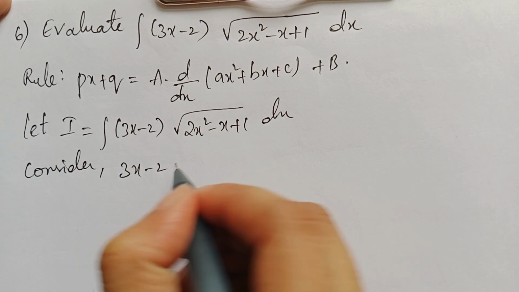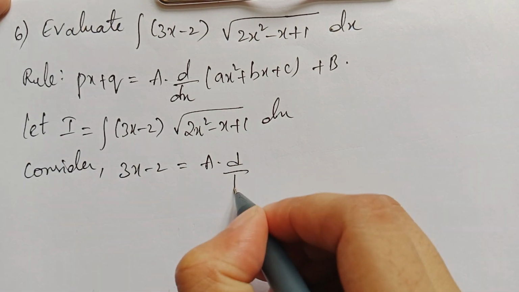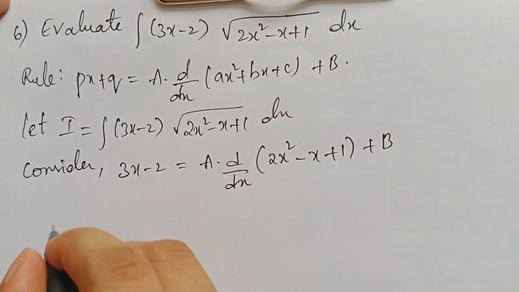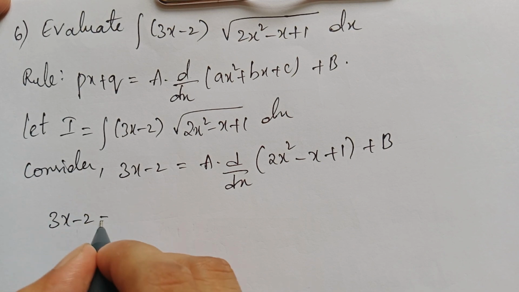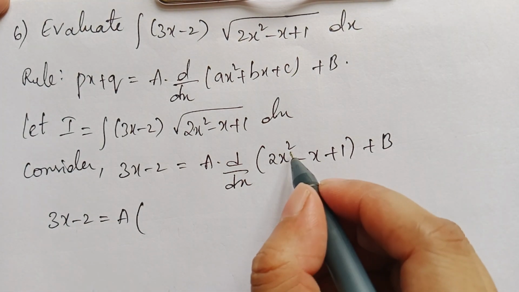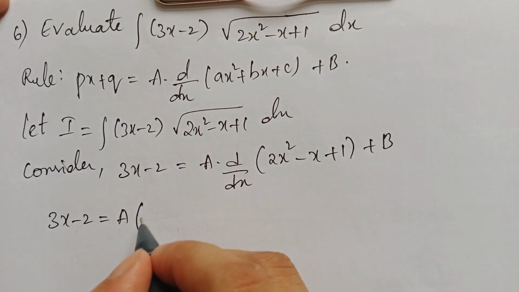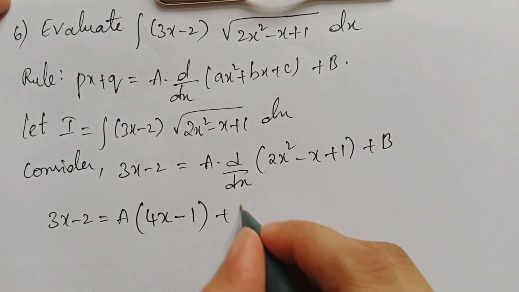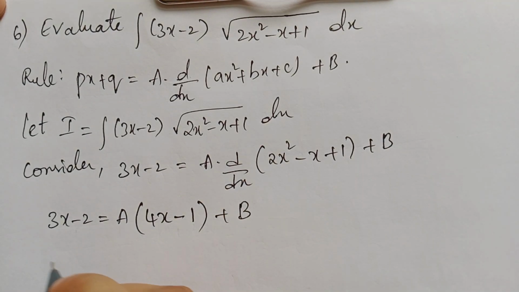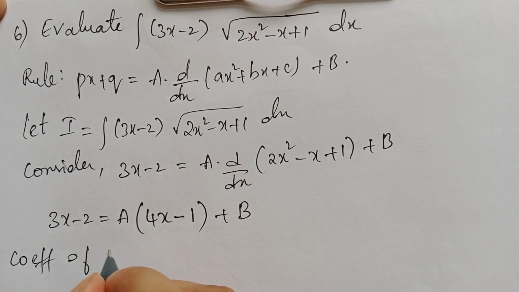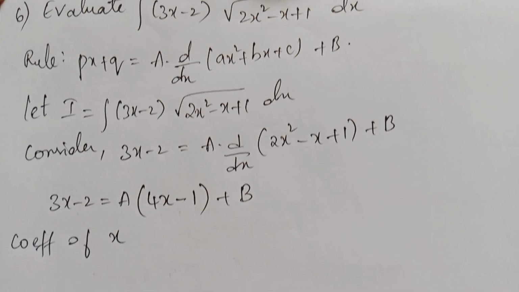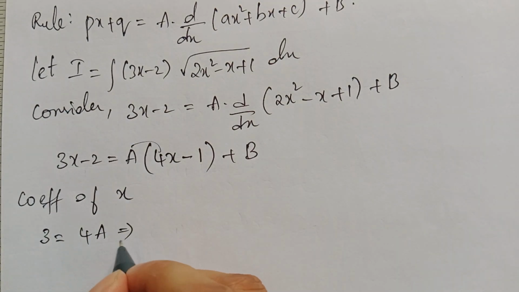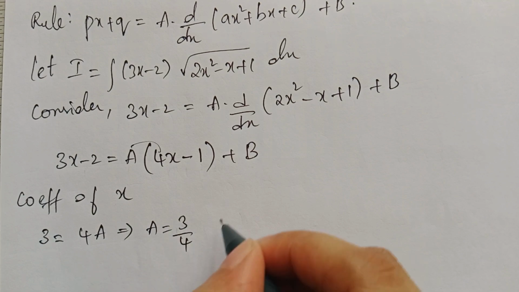So it is 3x minus 2 is equal to a into d by dx of the quadratic function 2x square minus x plus 1, plus b. So this is 3x minus 2 equal to a into the derivative of 2x square, which is 4x, minus the derivative of x, which is 1, and the constant 1 is 0, plus b. Now we will equate the coefficient of x on both sides. We get 3 equals 4a, which gives a equal to 3 by 4.